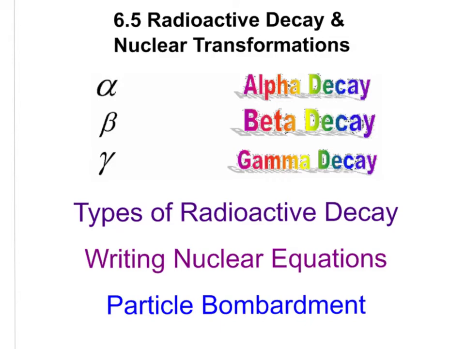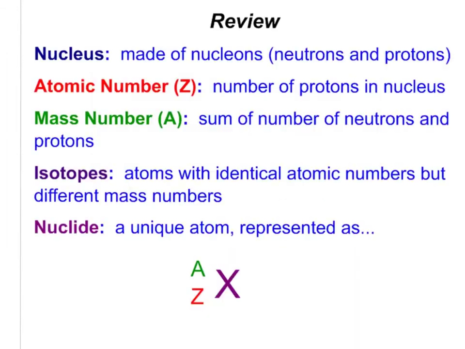Hello, chemistry students. We're moving on to our last really big topic. The last three sections in this unit deal with nuclear transformations, nuclear chemistry. We're going to start by looking at radioactive decay. We're going to look at alpha decay, beta decay, gamma decay. We're going to look at how we write nuclear equations and something called particle bombardment.